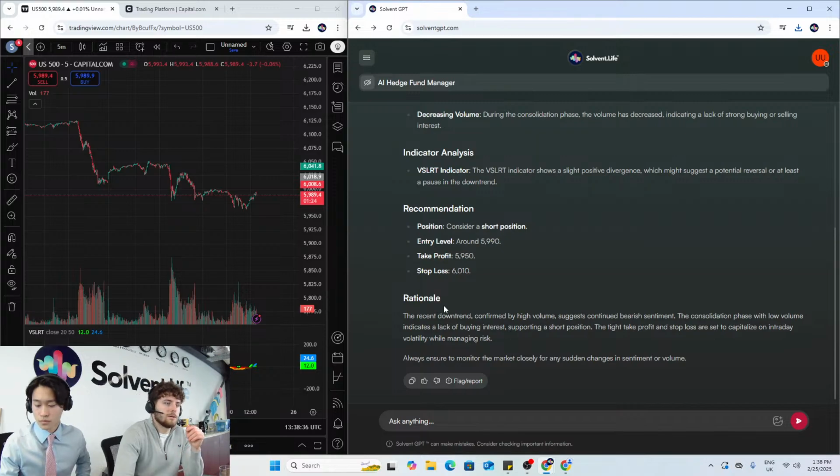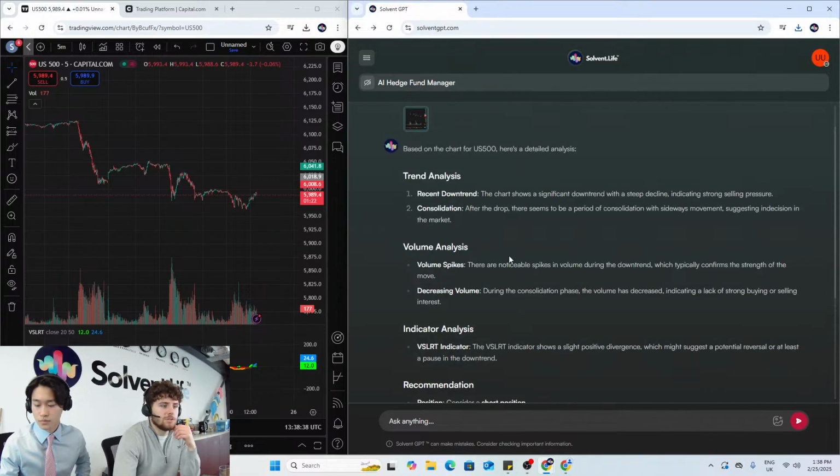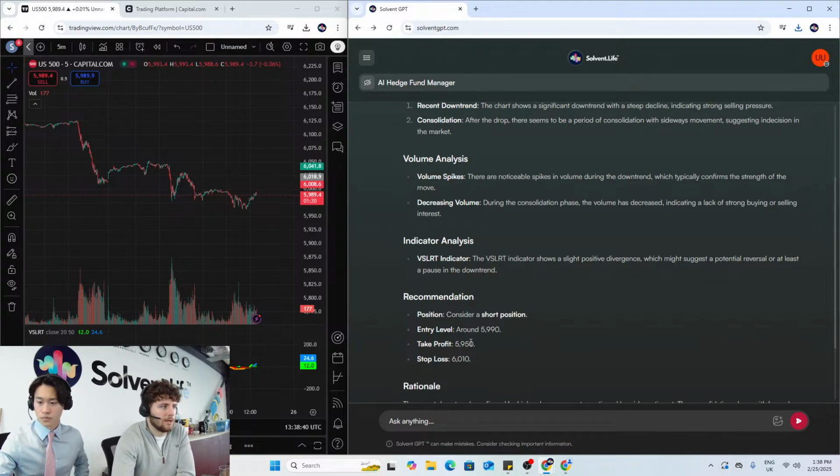So yeah. The GPT has recommended we go for a short position, entry level around the current, take profit around 5950, stop loss around 6010. Fantastic. I think we should go ahead and place that trade.